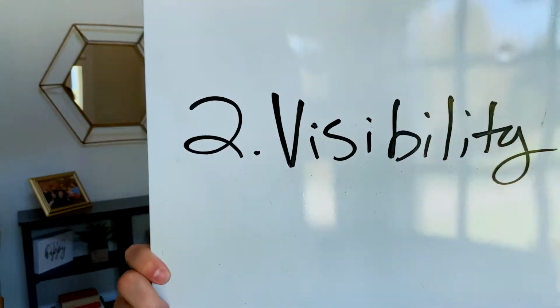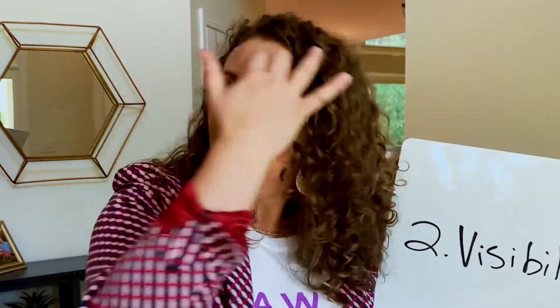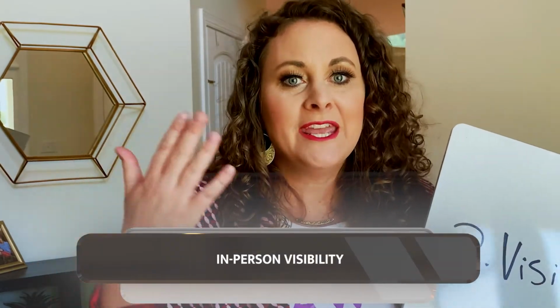Number 2, visibility. You need to be seen. You need to be out in front of people. Well, how is that visibility going to happen? You've got to plan for it. So I would recommend that you look at online visibility that's organic, meaning free, online visibility that's paid, and also in-person visibility that is both paid and organic.